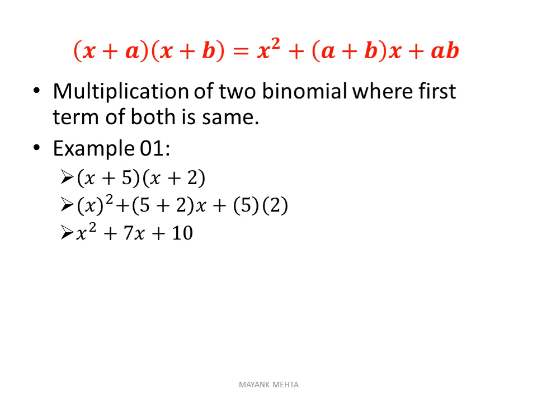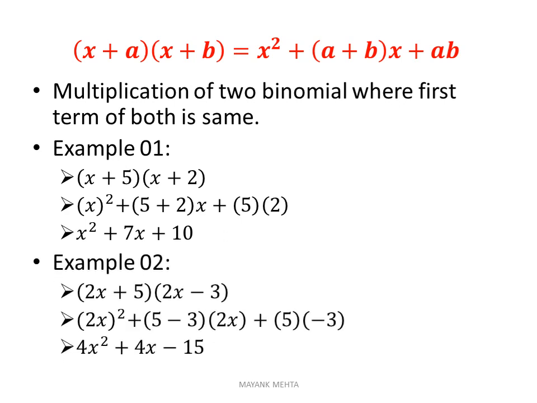You keep in mind that if there is a negative sign with a or b, let us take x minus a and x plus b, then at the time of addition of the two terms and at the time of multiplication of the two terms, you will need to follow that sign. For that, I have taken another example. Let us take 2x plus 5, 2x minus 3.